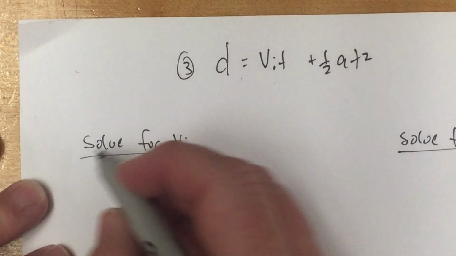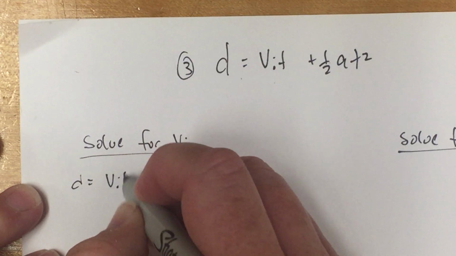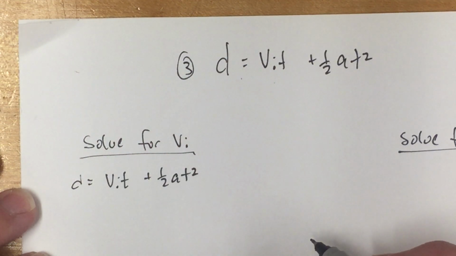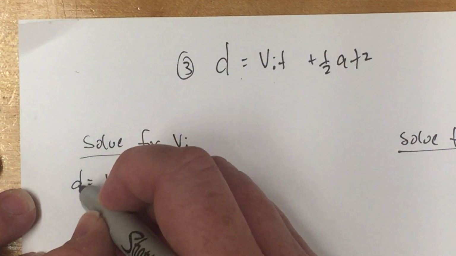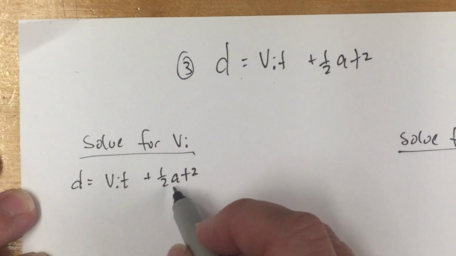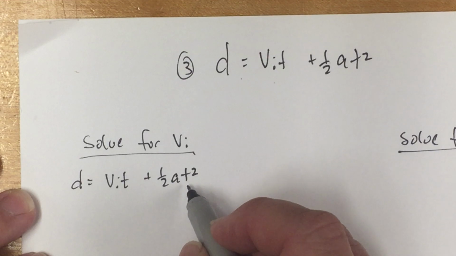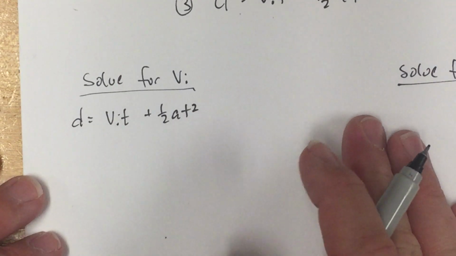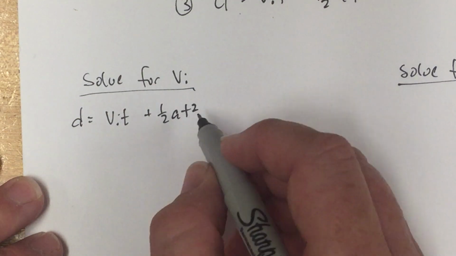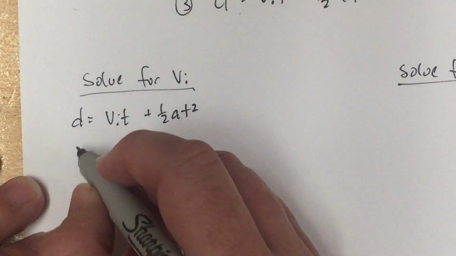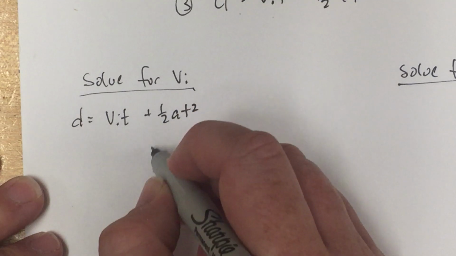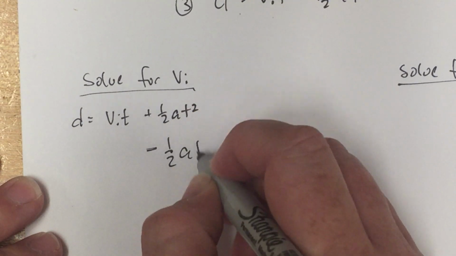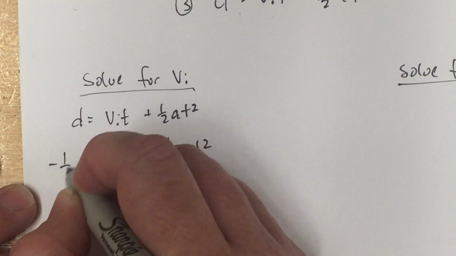Solving for VI, we start with d equals VIT plus 1/2 AT squared. You have to remember here that you will know numbers for D, T, A, and again T. So this whole thing ends up becoming a number. If we're solving for VI, I need to bring this whole thing over to the other side first. So I'll subtract this whole thing, 1/2 AT squared, from both sides.